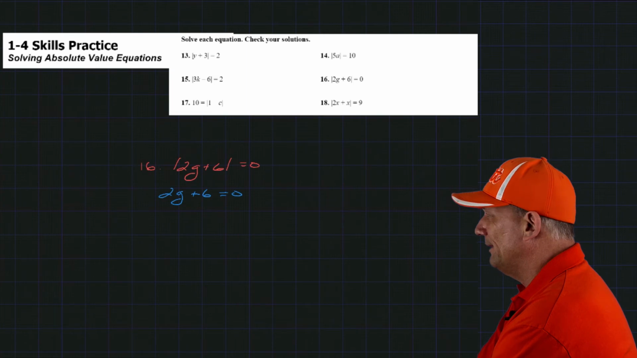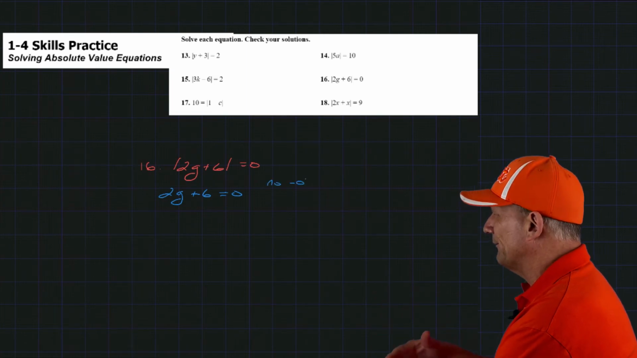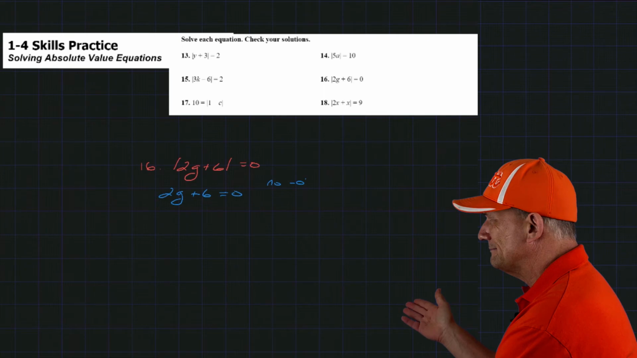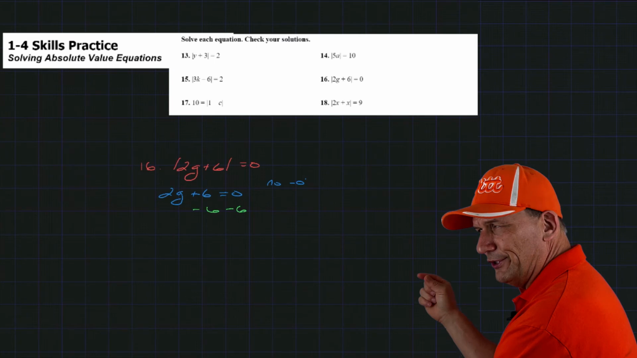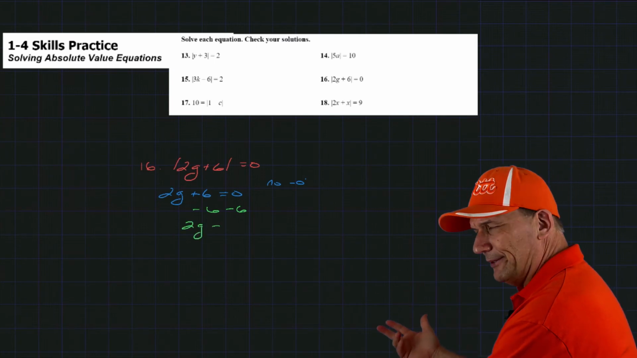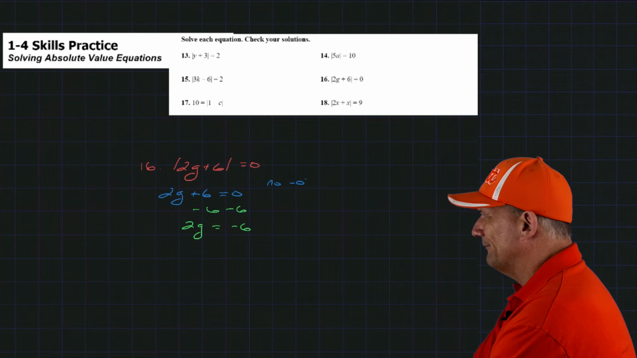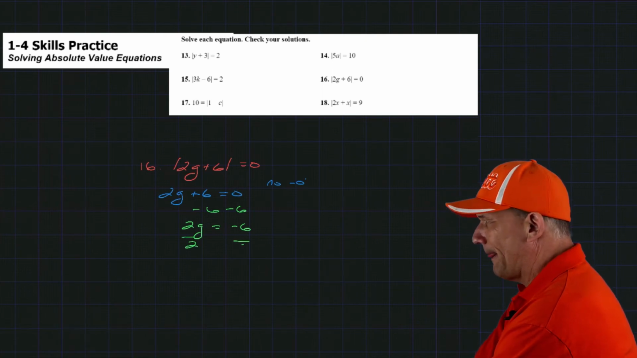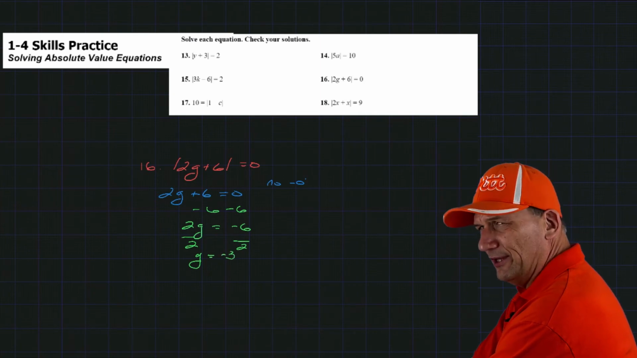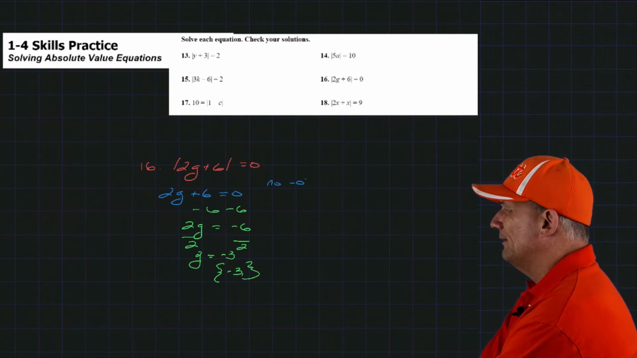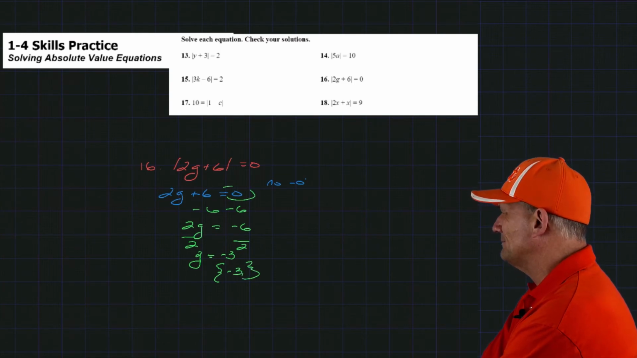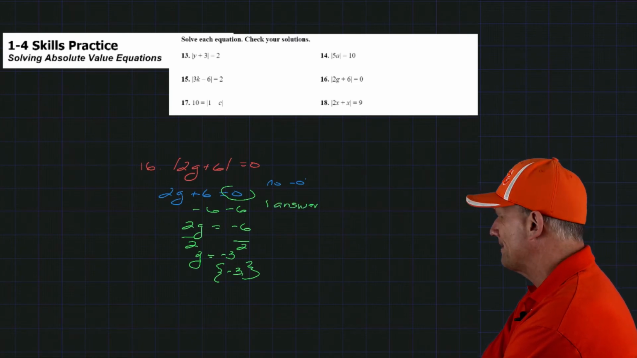And it's going to be, so we're going to do our inverse operations, right? We're going to subtract 6, all right? So when we do that, we get 2g equals -6. Divide by 2, and you're going to get g is negative 3. And the only time you're going to get one solution is when the equation is equal to 0. So here, one answer, g is -3. Okay? You're not going to get 2 because there's no such thing as positive and -0.